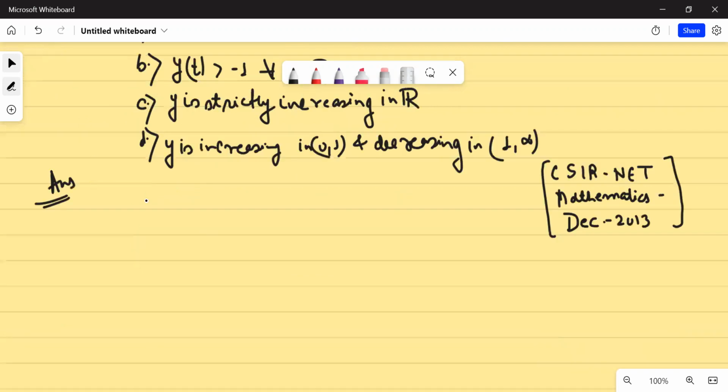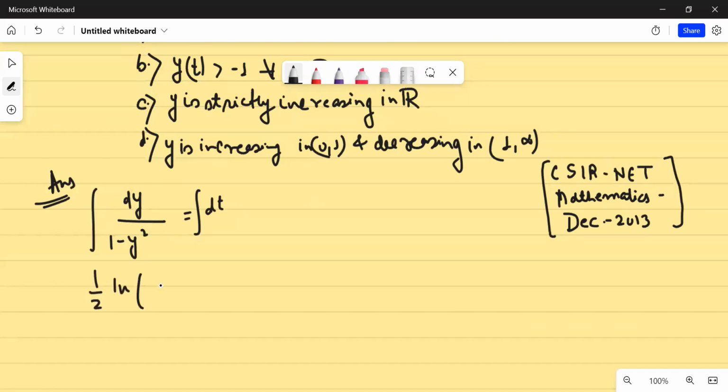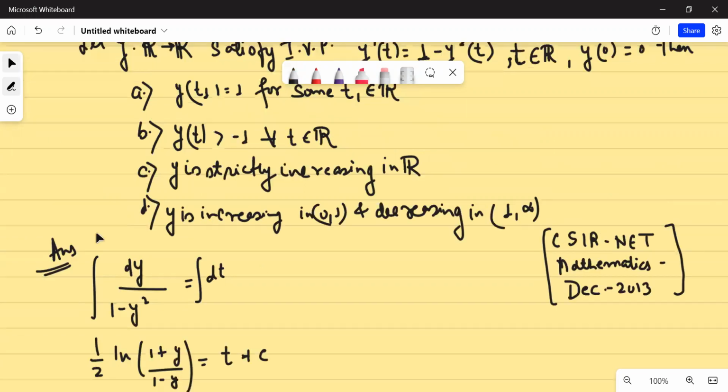So I know that y'(t) is given as this, so dy upon dt. So instead of this, I'll write this and I'll integrate it. And this will be like 1 upon 2 ln of (1 + y) upon (1 - y), and this is like t plus some constant of integration. Is that clear? I think this is quite clear.